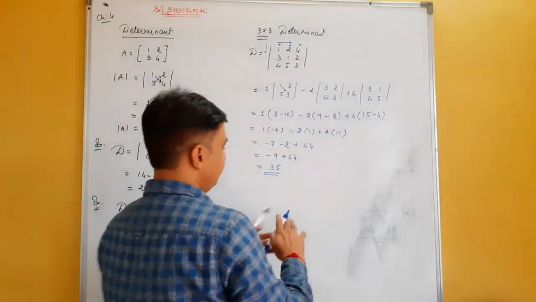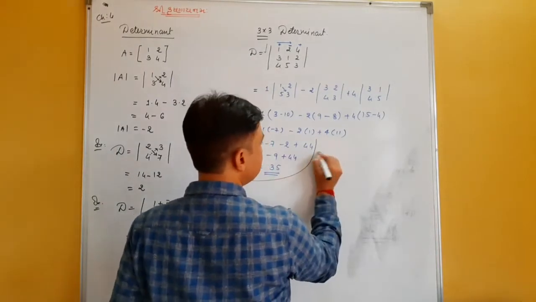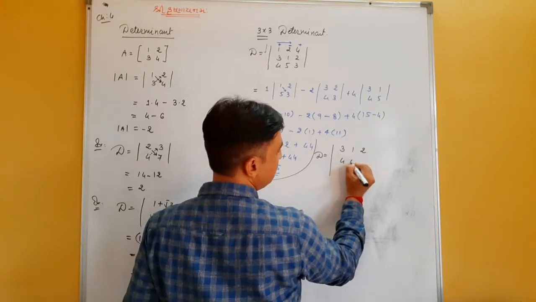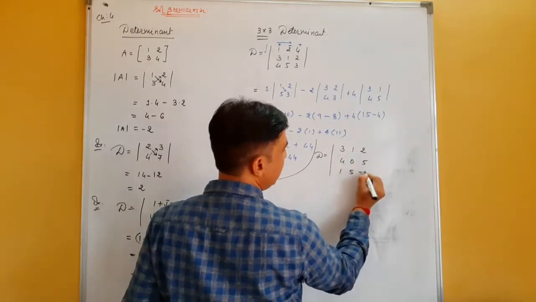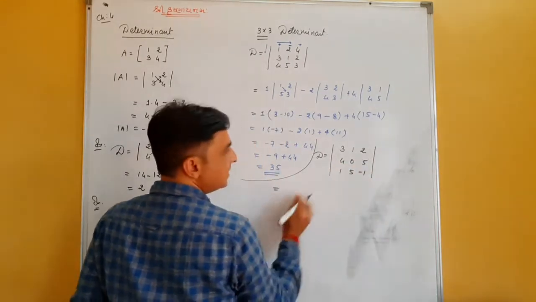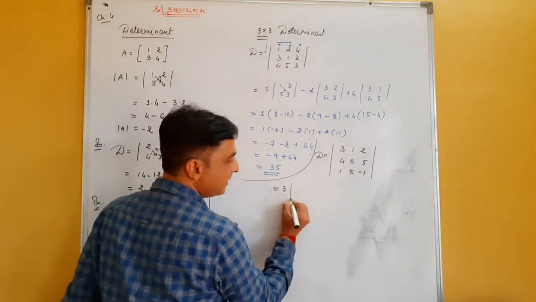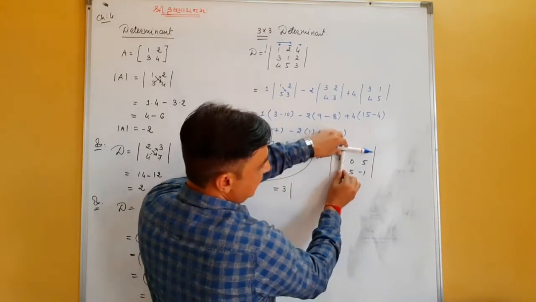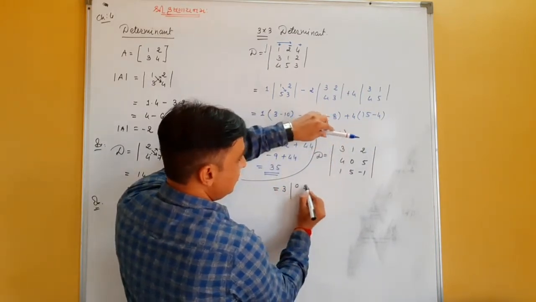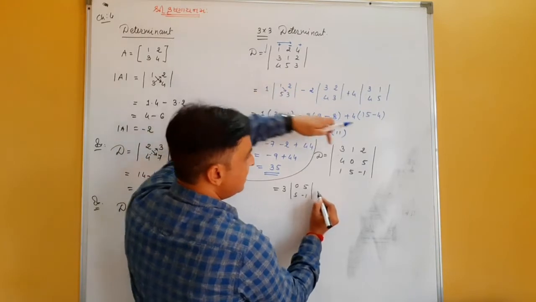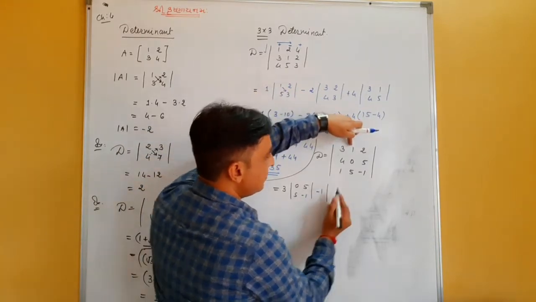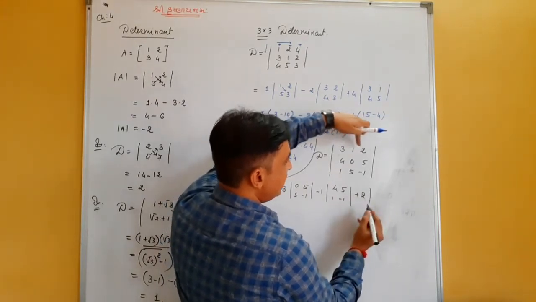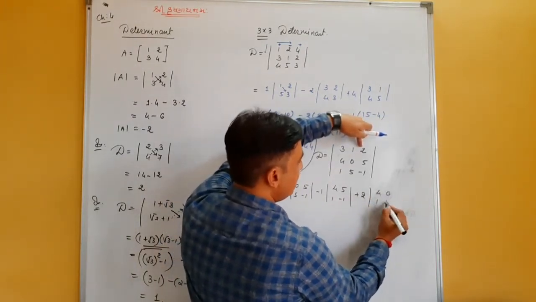Let's do the second example. 3, 1, 2, 4, 0, 5, 1, 5, minus 1. Simple. Begin with 3. Hide the row and column containing 3. So we have 0, 5, 5, minus 1. The second element is negative: 4, 5, 1, minus 1. The third element is positive: 4, 0, 1, 5.